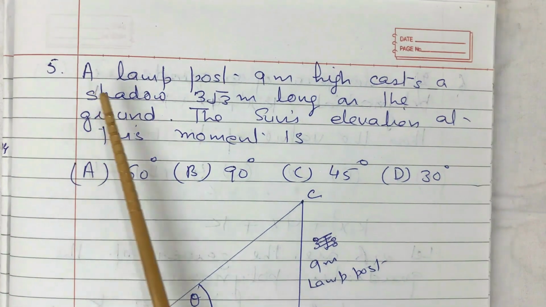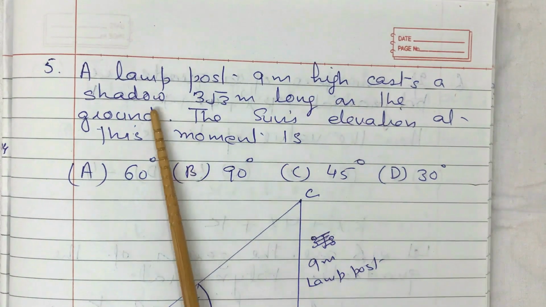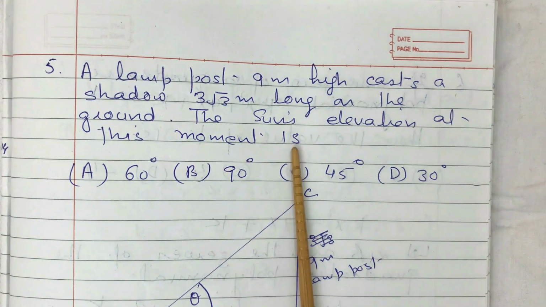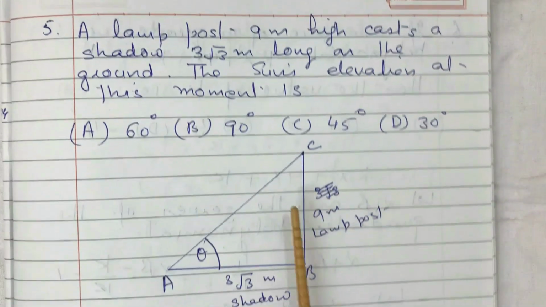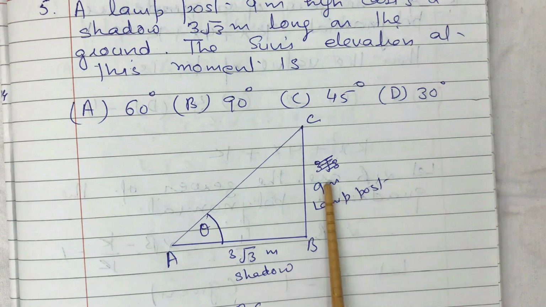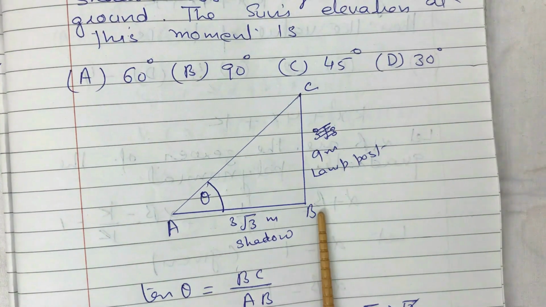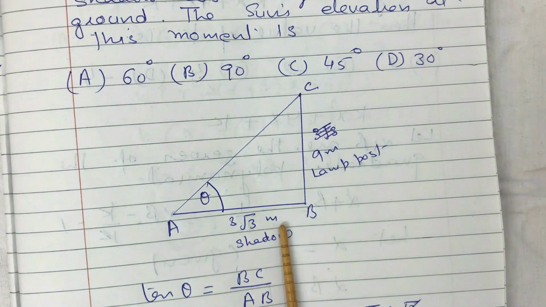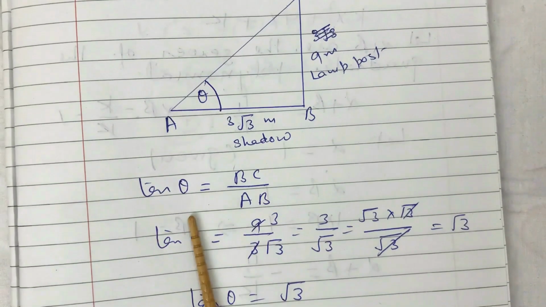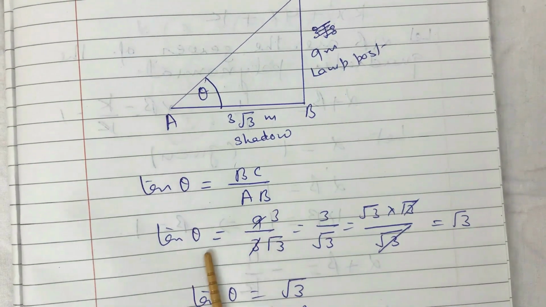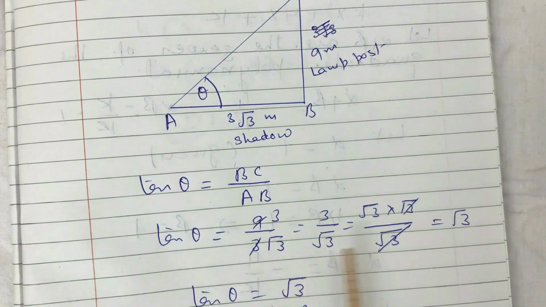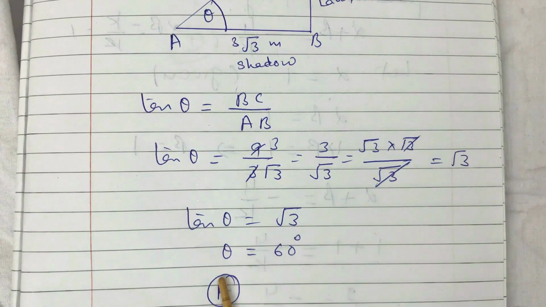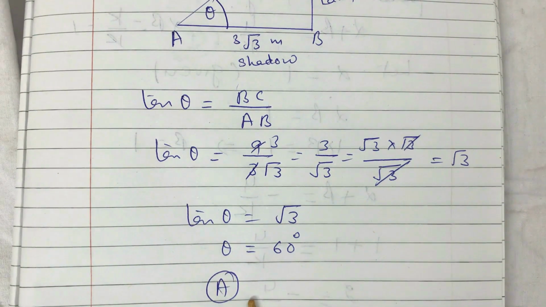Now the fifth question. A lamp post 9 meter high casts a shadow 3√3 meter long on the ground. The sun's elevation at this point is, there are 4 options. Now this is the lamp post, BC is the lamp post, it's 9 meter high and AB is the shadow, and the length of the shadow is 3√3 meter. I am to find the angle theta. So tan theta is equal to BC by AB, and tan theta is equal to 9 upon 3√3. Just cut the numbers, you will have √3. Tan theta is √3, so theta is equal to 60 degrees. So A is the option.